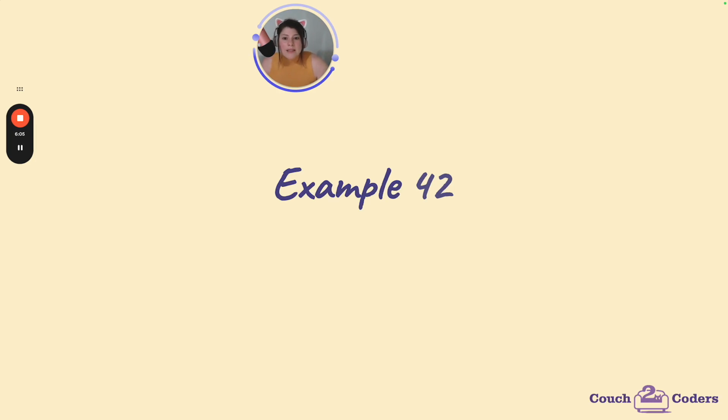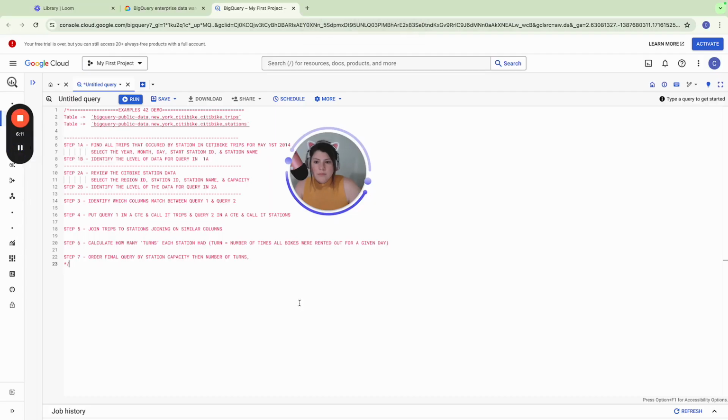Okay, let's open up the BigQuery console and I have a practice problem for us to work through. It looks like it's a lot of steps, but I really just wanted to outline line by line what we'd be doing for the join. So we have our two tables.